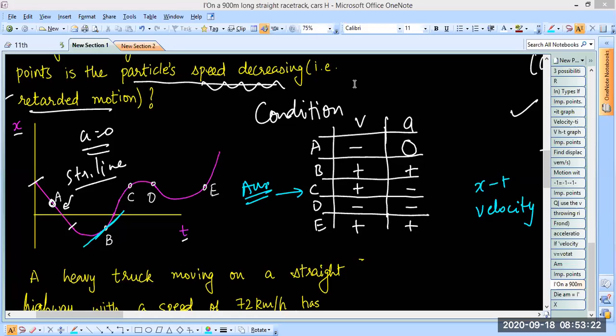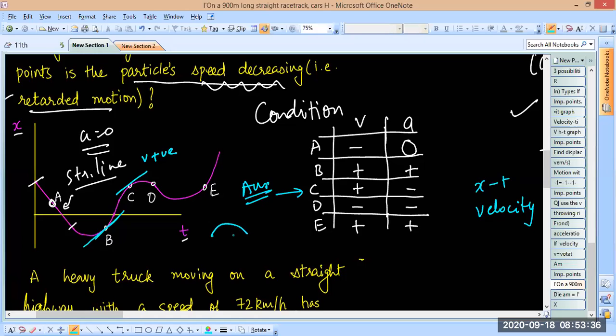Arkan, what do you want to know about C and D? Okay, this is the last one. I'm not going to explain it again. This is velocity positive, right? You can clearly see that because slope is positive, but this is like a bump, right? Bump means acceleration will be negative. xt graph like a bump, acceleration negative. That's it, it's just like that.